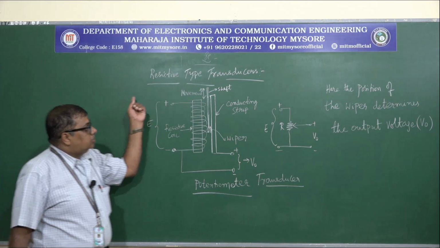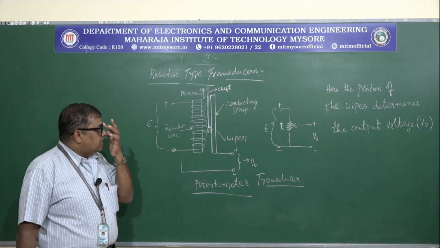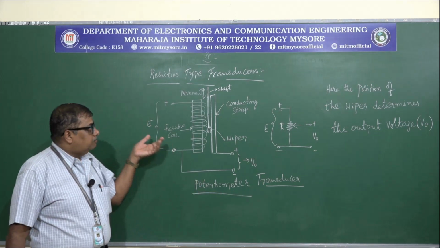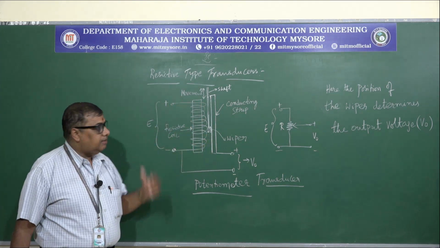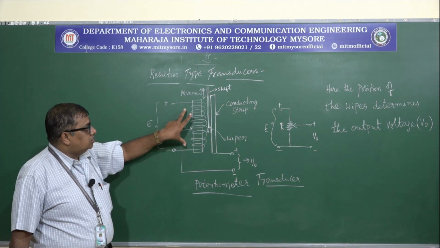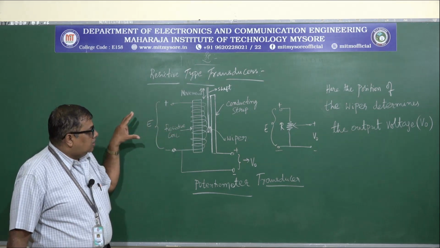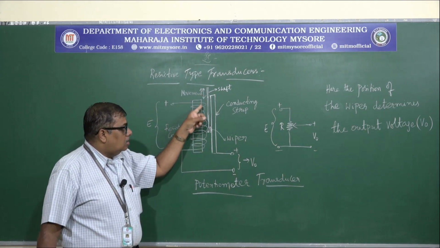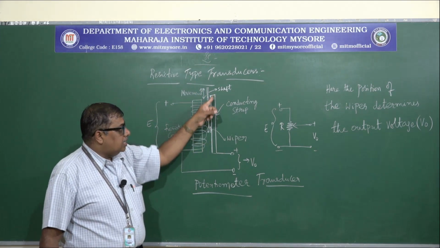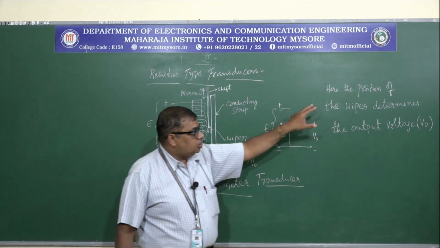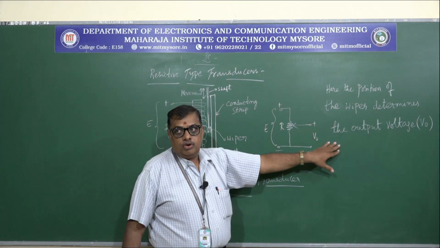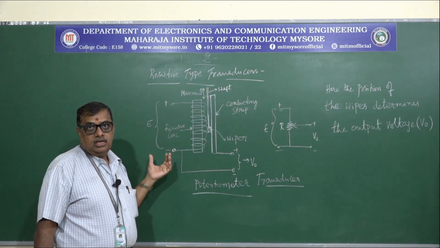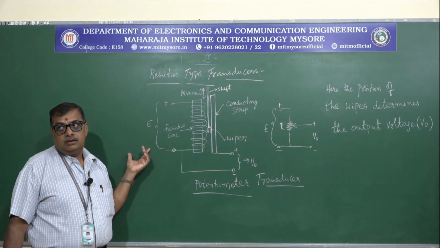So this is a resistive type of transducer. The basic resistive type of transducer is called a potentiometer transducer. This potentiometer transducer is as shown in this figure. It consists of a resistive coil, for which we are giving the supply voltage V, and it contains a movable contact, which we call the wiper, and there is a conducting strip. The position of the wiper determines the output voltage.